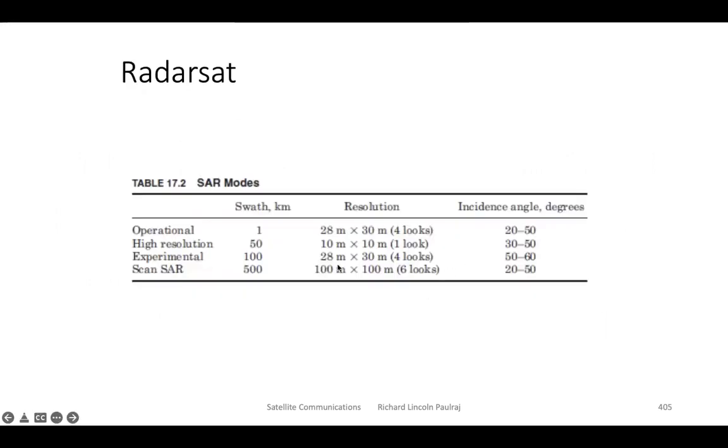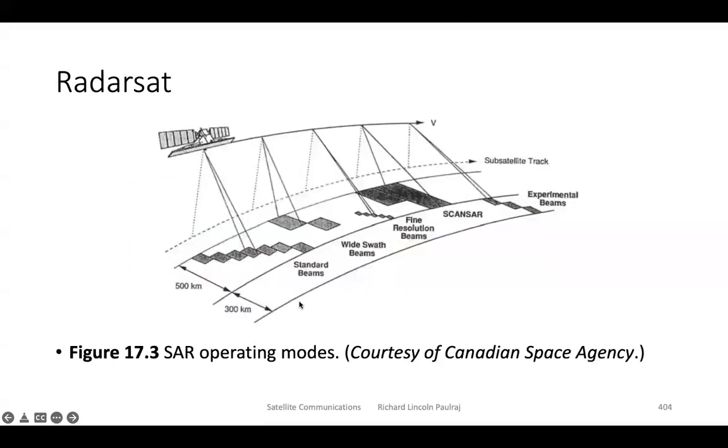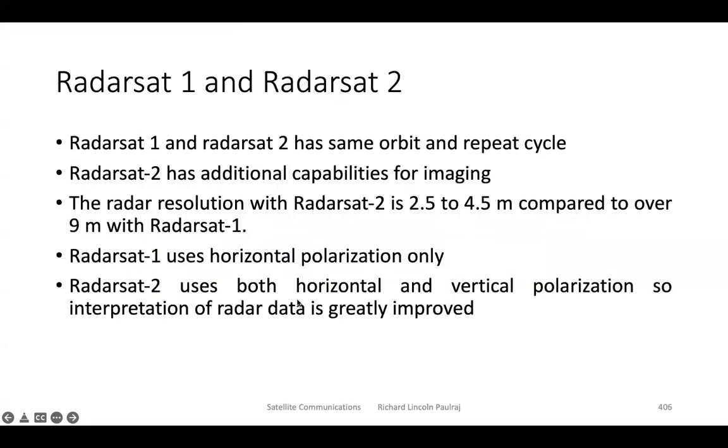So some of the more information when it's operational: how many kilometers it's covering, what the resolution is, and the incidence angle in degrees, the high resolution. Which means the swath, the area, then experimental, then scan. You have different angles, four looks, which means four different angles from which you can see that. So these are some of the different modes of operation.